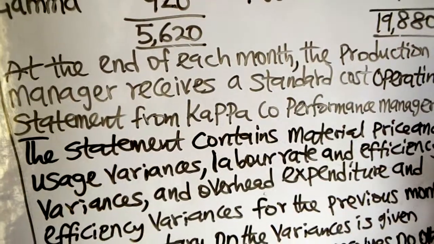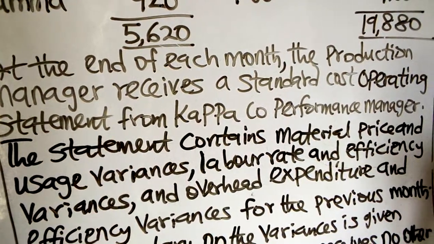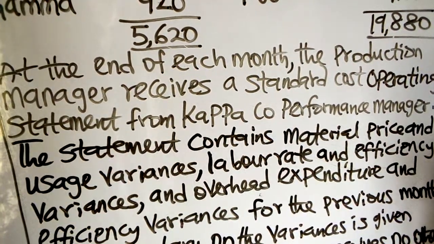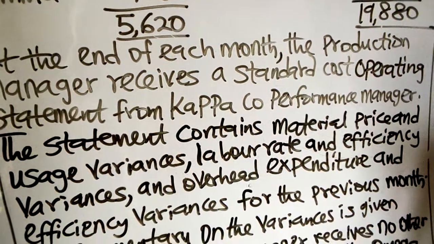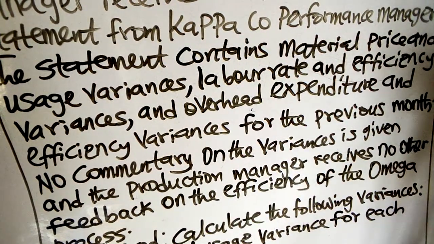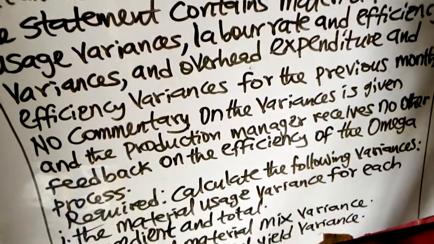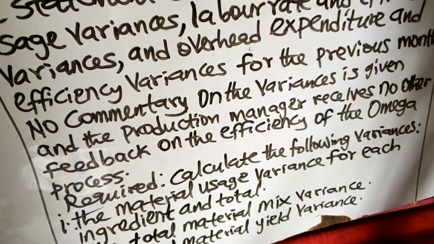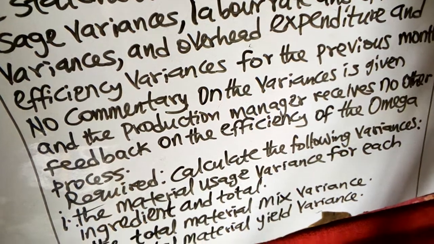At the end of each month, the manager receives a standard cost operating statement from the Kappa Co performance manager. The statement contains material price and usage variances, labor rate and efficiency variances, and overhead expenditure and efficiency variances for the previous month. No commentary on the variances is given, and the production manager receives no other feedback on the efficiency of the omega process.